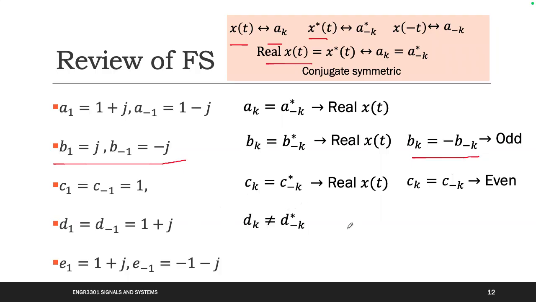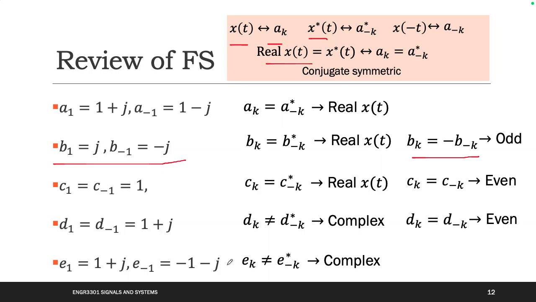For this one, d_k doesn't equal d_-k conjugate, which means it's complex, and d_k equals d_-k, which means it is even. So it is even but complex. For this one, e_k doesn't equal e_-k conjugate, so it's complex, but e_k equals negative e_-k, which means it's odd, am I right? So this is the symmetric property for the FS coefficient.